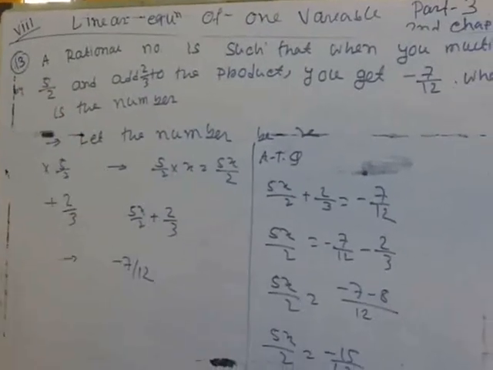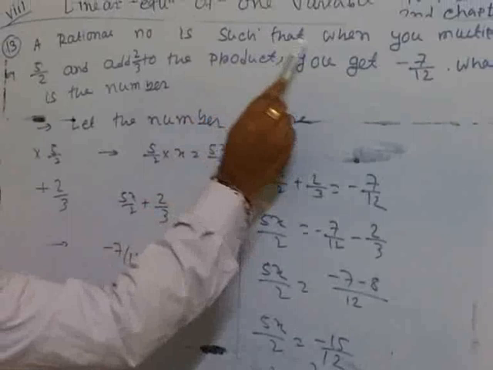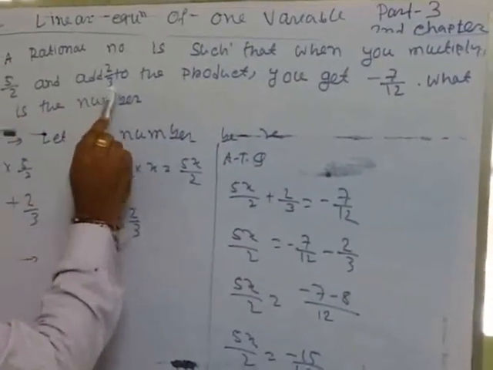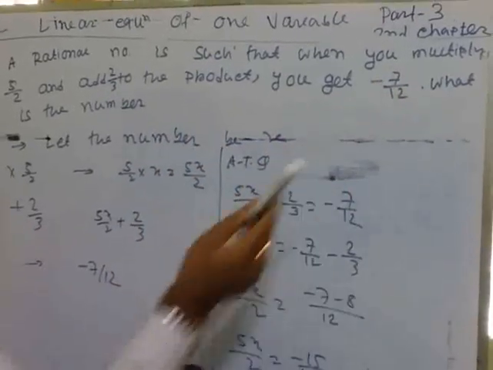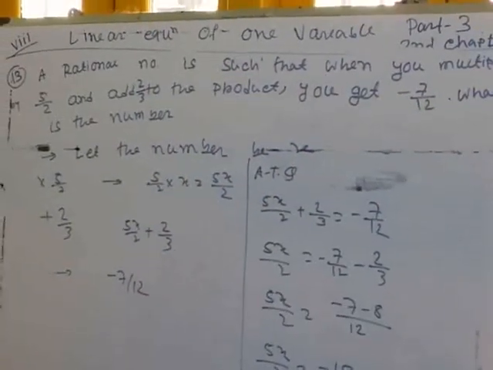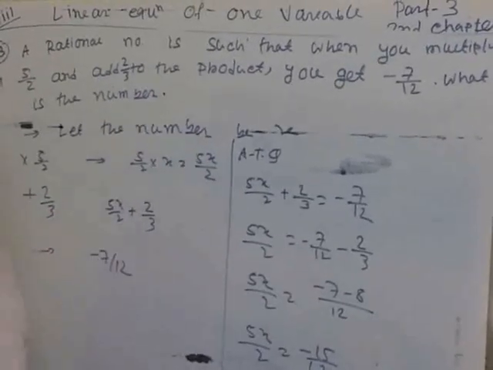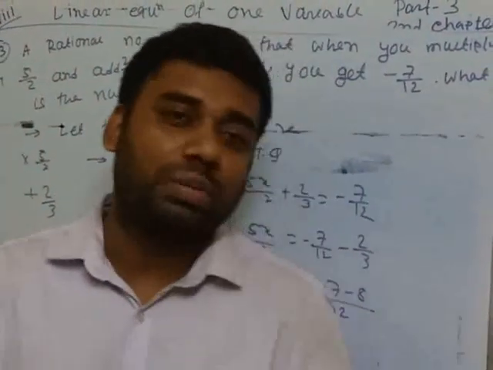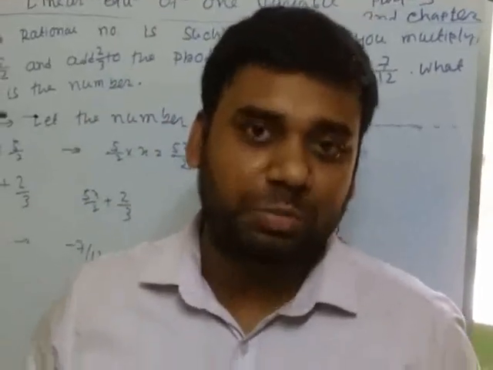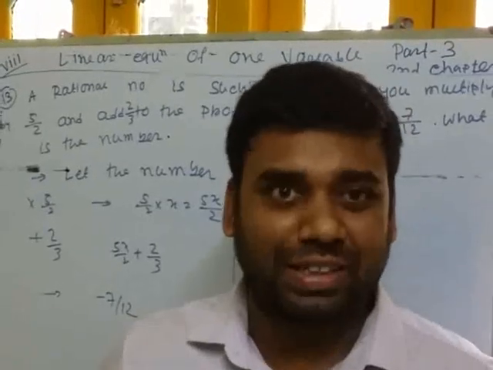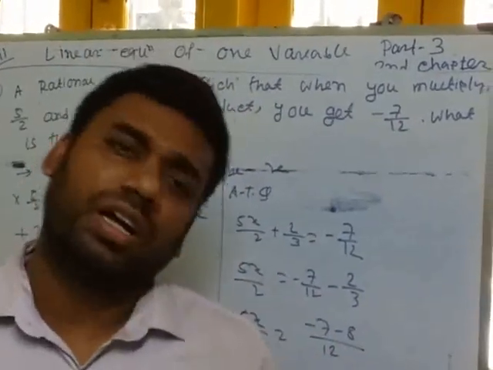Question number 13. A rational number is such that when you multiply it by 5 by 2 and add 2 by 3 to the product, you get minus 7 by 12. What is the number? Rational numbers are those numbers which can be expressed in p by q form, where p and q are integers and q is not equal to 0. That means all fractions. All integers are also rational numbers.